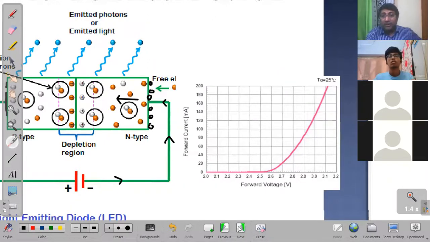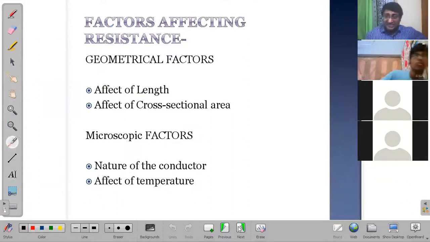Now we are going to work with resistance. What are the factors that affect resistance?